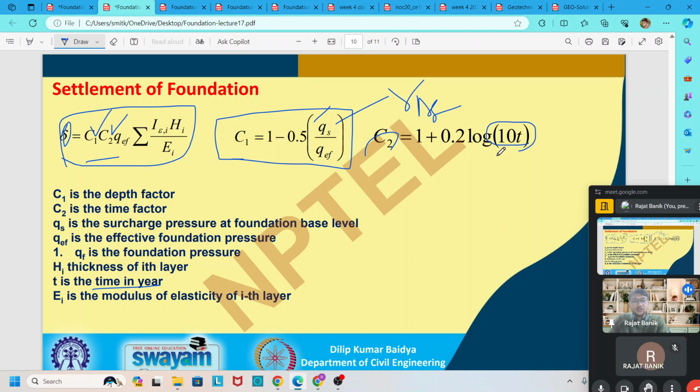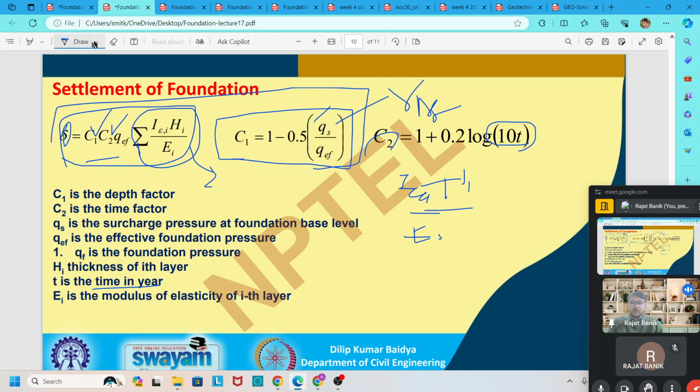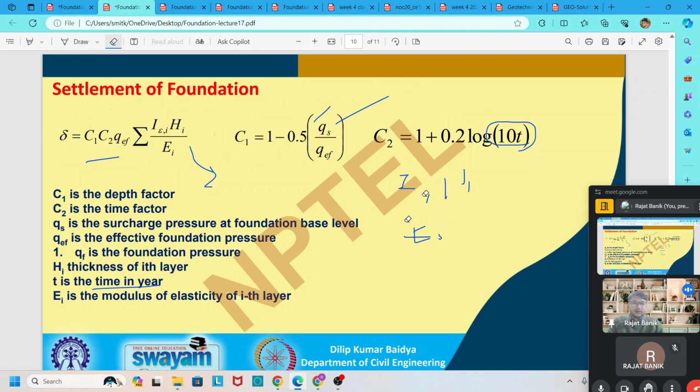So for this, we use this formula C2, and this time is governed by this factor, and this time is in years. If we apply this formula, mainly this is for different layers. That means for different layers, the influence factor is different, each thickness is also different, and the Young modulus is also different. So based on this formula, we find out our elastic settlement.